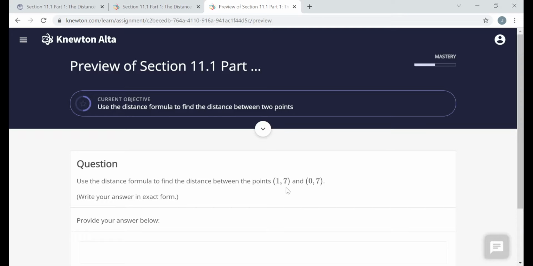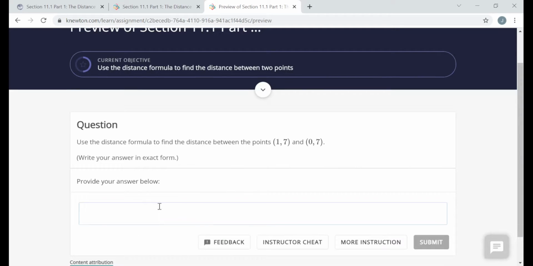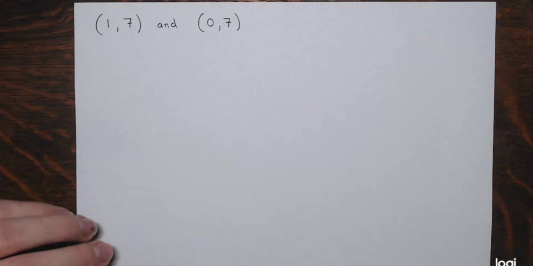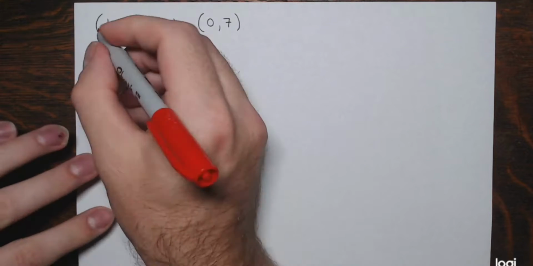So (1, 7) is only 1 unit to the right of (0, 7). So their distance is 1 unit apart. Now I will still go to the paper and use the formula, right? The formula will always work, no matter how simple or how complicated the numbers may be. All right, so again, I'm just going to use the formula.